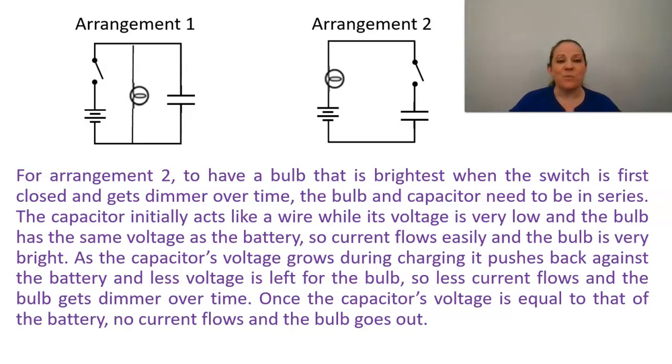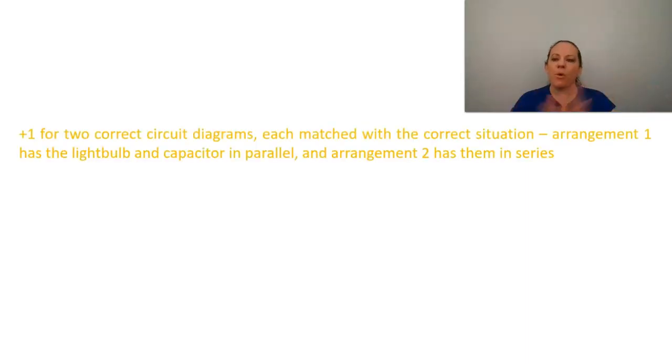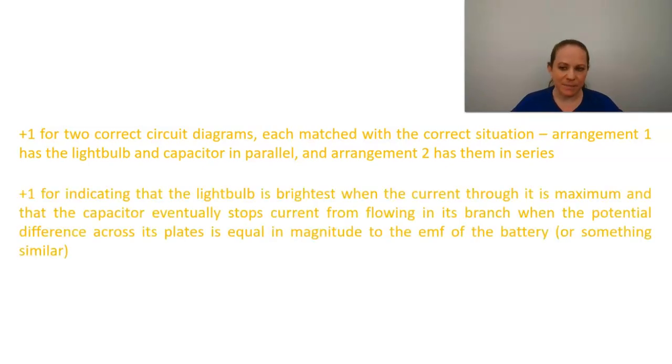So the scoring for this was a little bit complicated because you could talk about conservation of charge or energy. So there are 3 points that are going to exist regardless of the route that you chose. We'll talk about those first. 1 point will be for 2 correct circuit diagrams, each matched with the correct situation. Arrangement 1 has the light bulb and capacitor in parallel, and arrangement 2 has them in series.